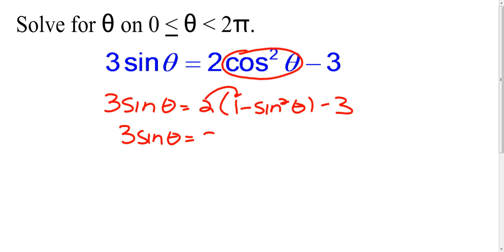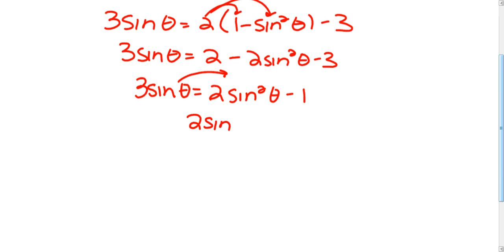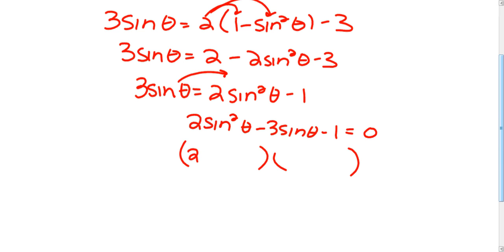I am going to distribute that 2 through, and then combine my like terms. And then if I move everything to one side of the equation, I can move the 3 over. So I will have 2 sine squared theta minus 3 sine theta minus 1. I should be able to factor that also.